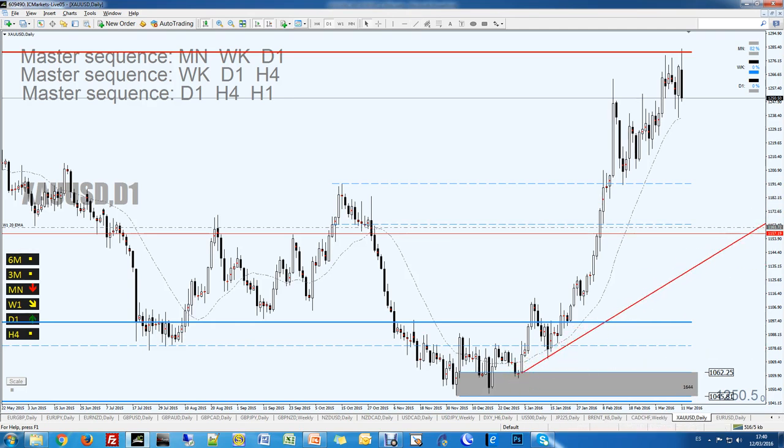Then we can switch to the master sequence for intraday: daily, 4-hour, and 1-hour, and we can start taking those areas on the daily, 4-hour and 1-hour. Once this is out, this area, this is the latest one out, but this one, then on the daily we can also use this entry, daily area of demand.